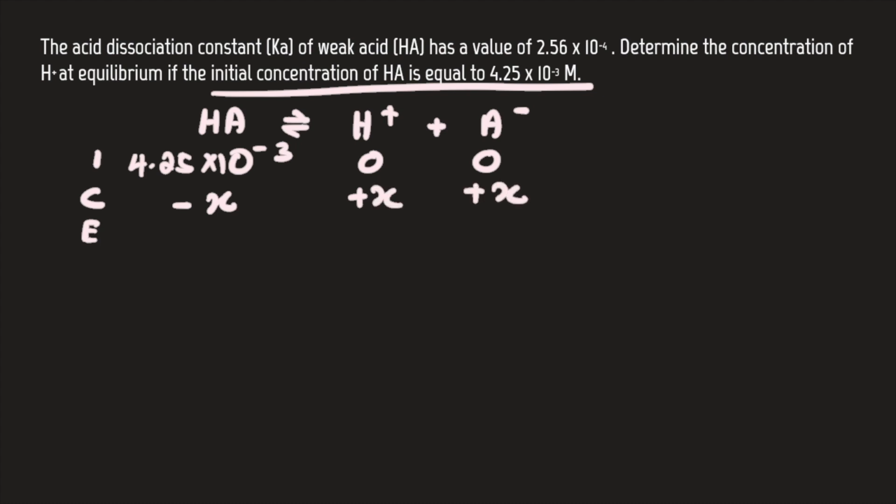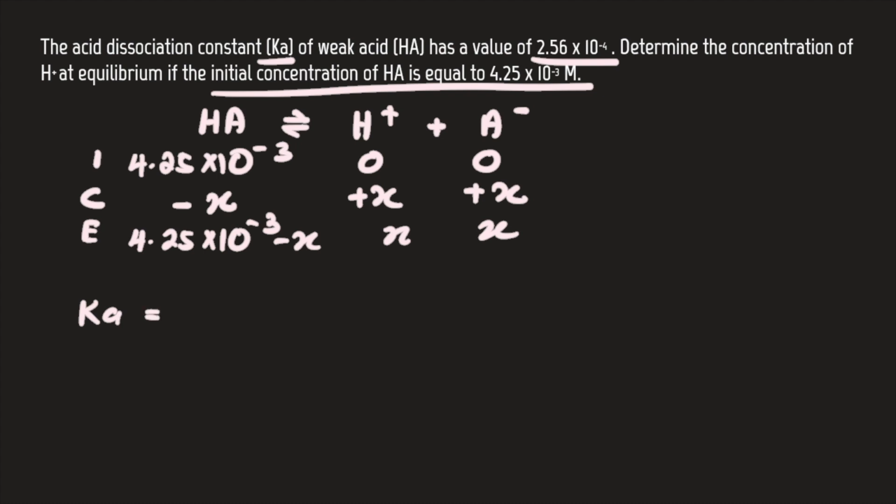So you just have to do the summation of this. At equilibrium is going to be 4.25 times 10 to the power of negative 3 minus x, and the rest are x's. Right. So from there, you were given the value of Ka is equivalent to 2.56 times 10 to the power of negative 4. Therefore, you can say that your Ka is equivalent to the concentration of H plus times the concentration of A minus divided by the concentration of HA.